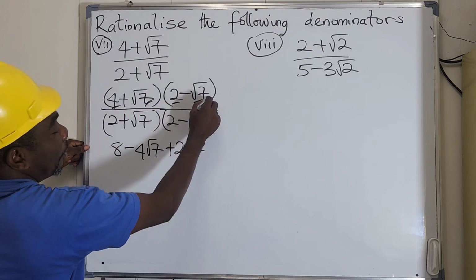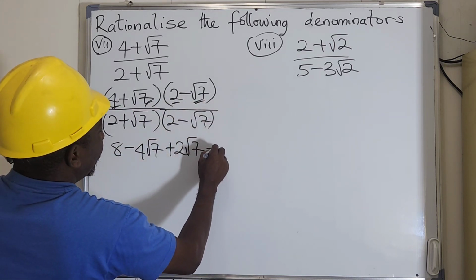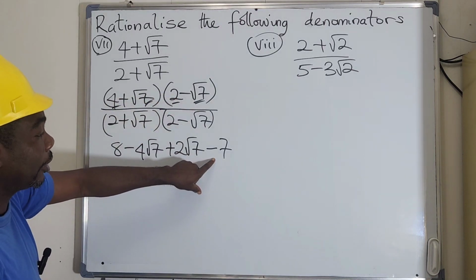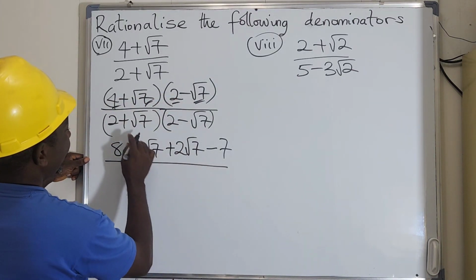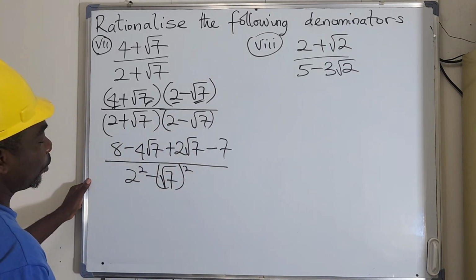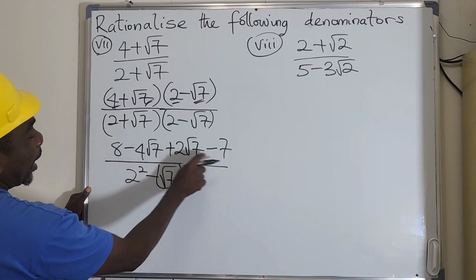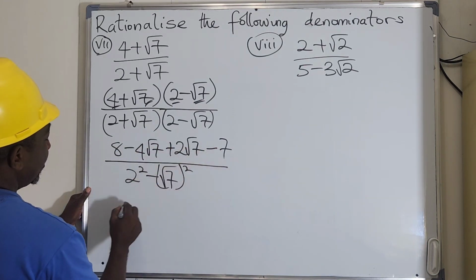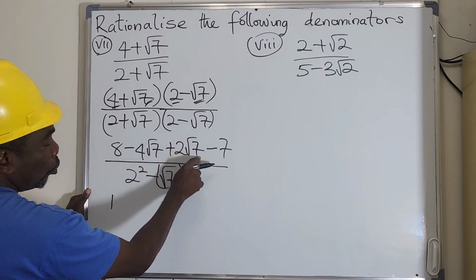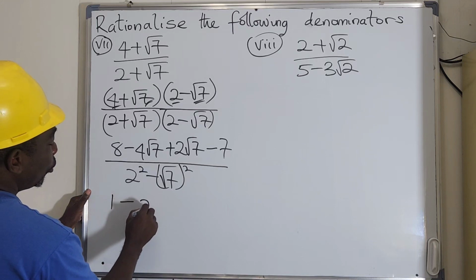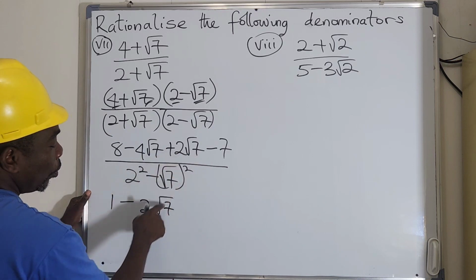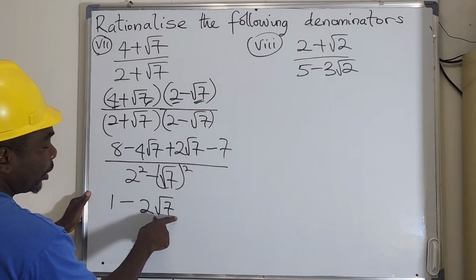Then root 7 times root 7 will give us minus 7, because root 7 times minus root 7 will give us minus 7. So all over, this is the same thing as 2 squared minus root 7 squared, as we said. So now we can collect like terms. 8 minus 7 is 1. Then we have minus 4 plus 2, which is going to be minus 2 root 7. Minus 4 root 7 plus 2 root 7 remains minus 2 root 7.